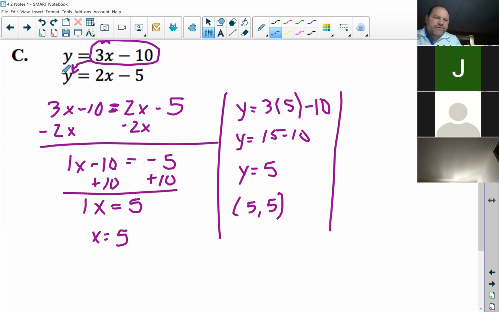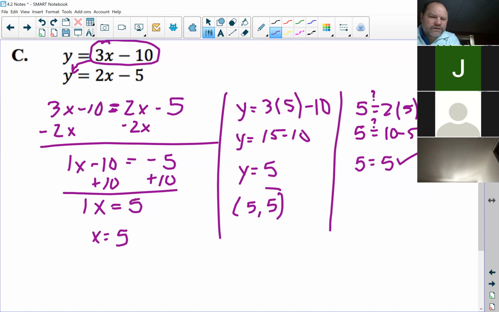Double check that by using the second equation. 5 equals 2 times 5 minus 5. So my check, 5, does that equal 10 minus 5? 5 equals 5 is a good answer. My answer checks out. All right. So far, so good.